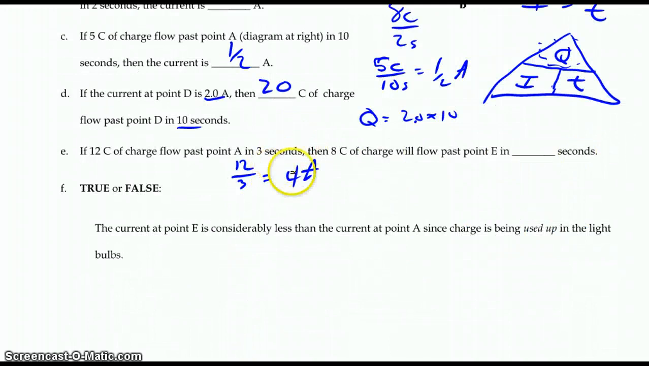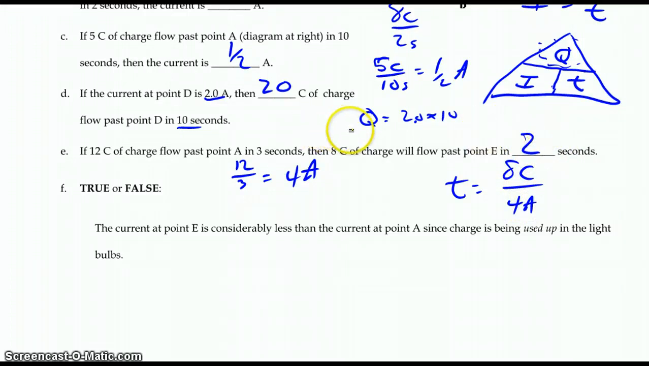Well, in the first part, we figured out that the current at point A is 4 amperes. So that means 4 amperes of current have to be equal to 8 coulombs of charge, and then we have to find out the time it will take. So in this case, the time would be 8 coulombs over 4 amperes, which is going to be 2 seconds.